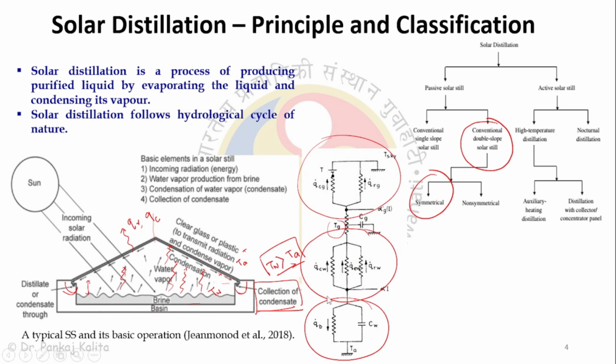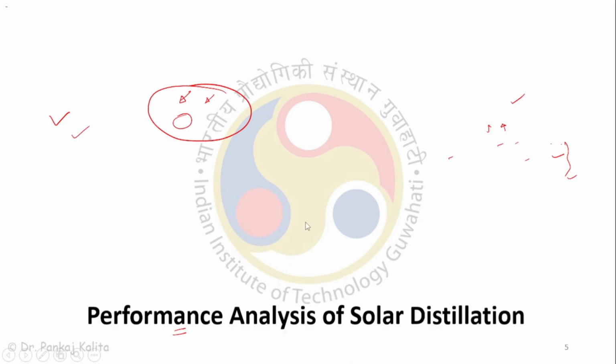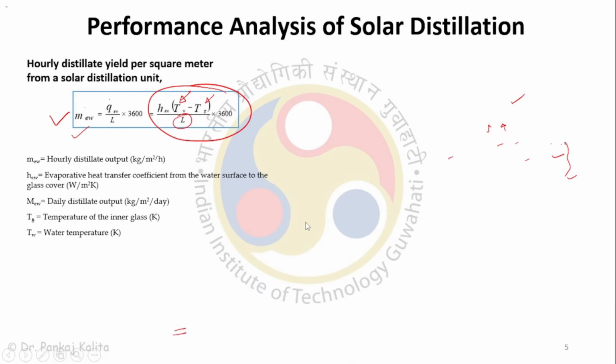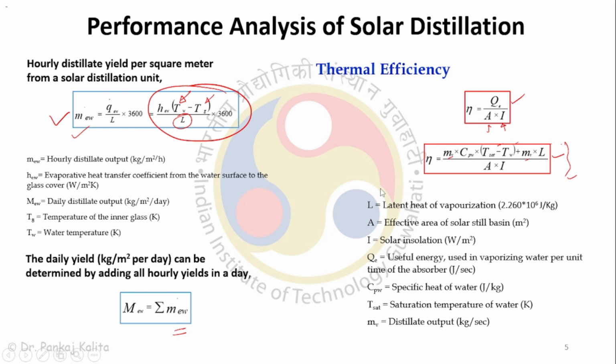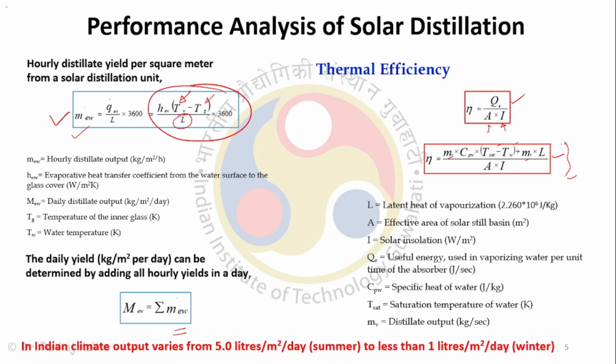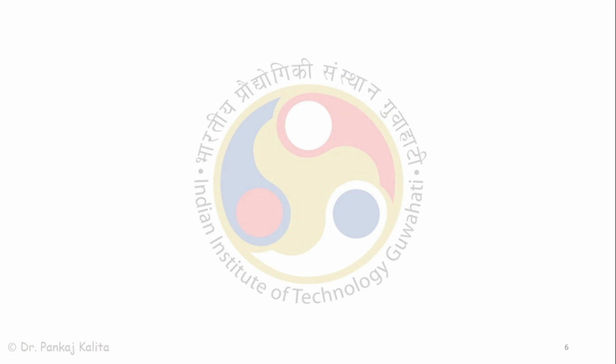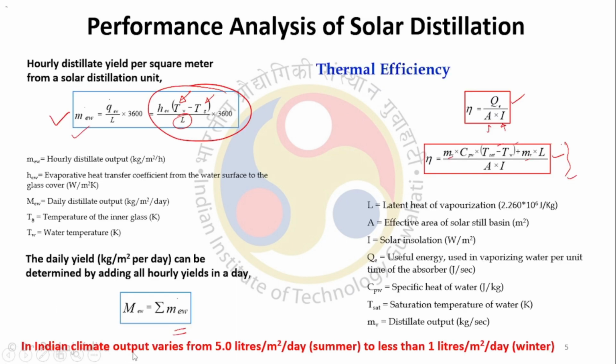I won't go into detail because you guys must have learned about this in the previous lecture slides. Okay, so these are performance analyses, like hourly distilled output per square meter from a solar unit. So these are the thermal efficiency also. One more thing is that in the Indian climate, output varies from 5 liters per square meter per day. So from 1 square meter itself, you can have a harvest of 5 liters of water per day. Okay, it can be even less than 1 liter in winter.